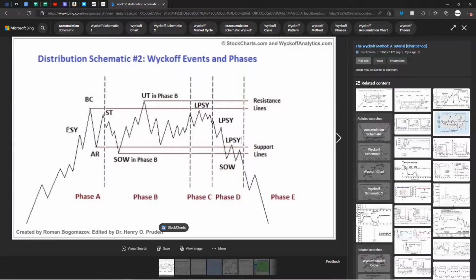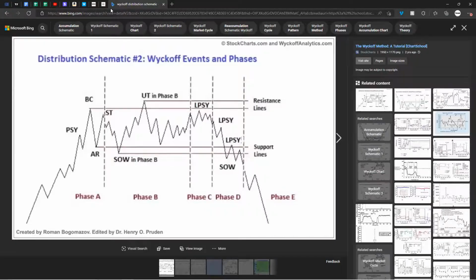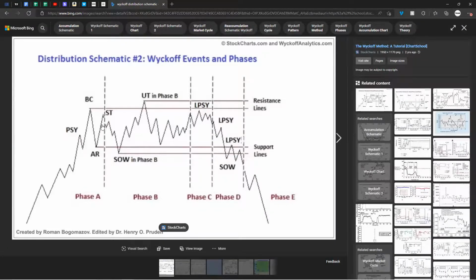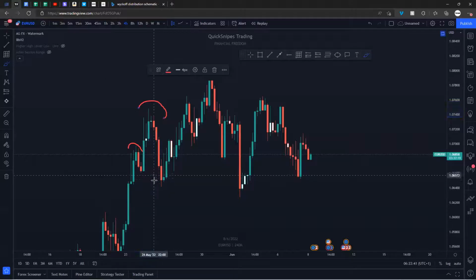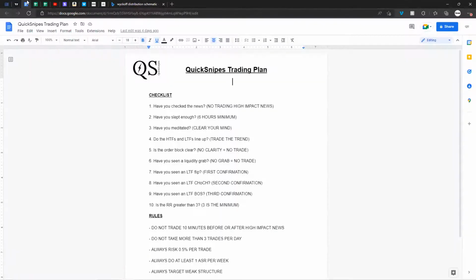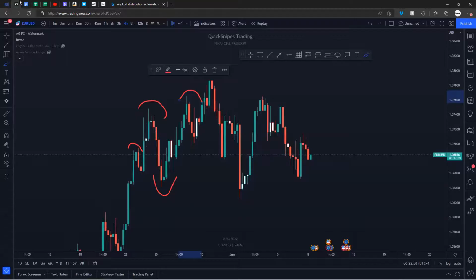Okay, so we have the preliminary support, then the buyer's climax. So I'd say preliminary support, possibly buyer's climax. Then we have the automatic rally and secondary test. That's the automatic rally, secondary test. And then we have sign of weakness and upthrust.